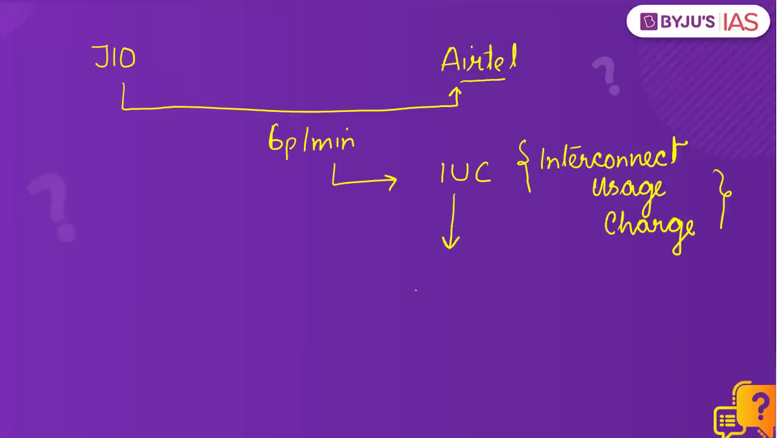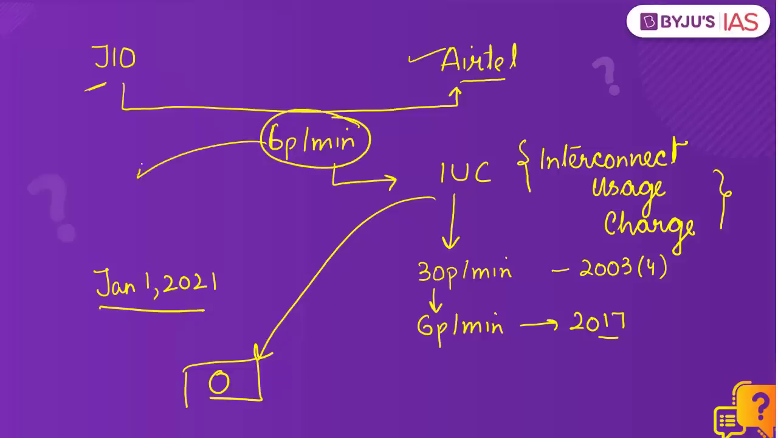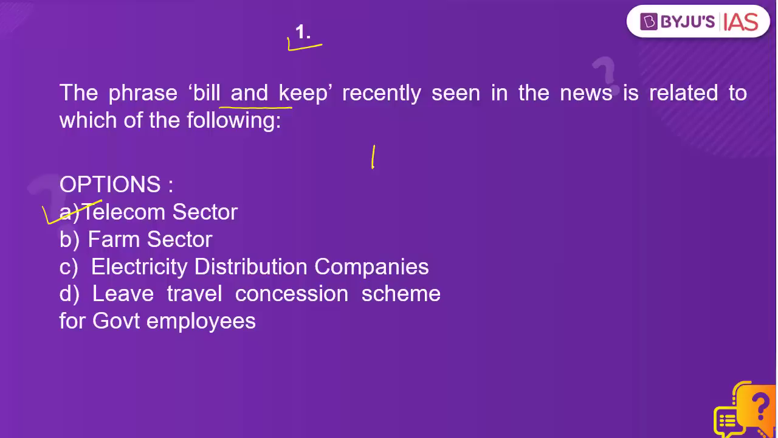This interconnect usage charge used to be 30 paise per minute in the year 2003-2004 and it was 6 paise per minute since 2017. And now, beginning January 1, 2021, this IUC is now 0. That means interconnect usage charge or IUC is the price one telecom company had to pay to the other when the customers make outgoing calls to their customers. This price was set by the Telecom Regulatory Authority of India, and this new regime where the IUC charge is 0 is known as bill and keep.